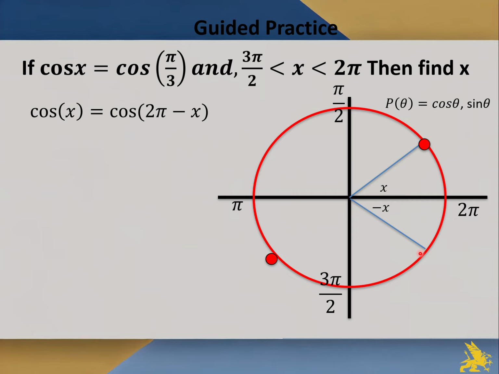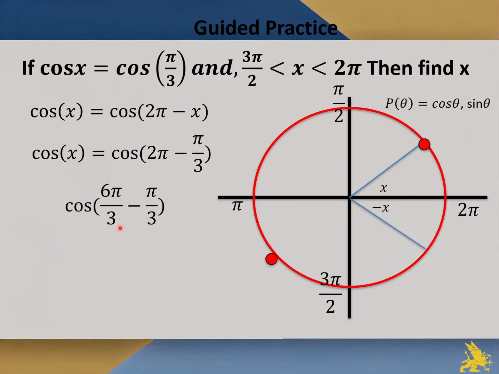So next, we know that we've got pi over 3 here, so I'm just going to rewrite that. Instead of x as 2 pi minus pi over 3. I'm going to simplify this, so that will be 2 pi over 1, which is 6 pi over 3. I simplify it to 5 pi over 3, so then that x value must be 5 pi over 3.